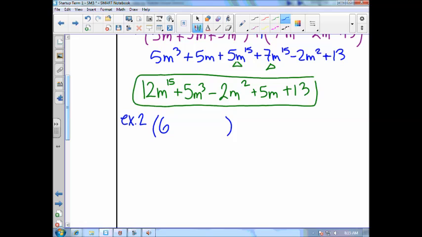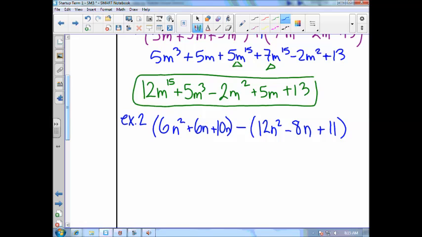N as in Nancy. Okay, 6n squared. And you can change the number too. They don't all have to be 6s. Okay, that's good, because that's a trinomial. It has 3 pieces. Minus, let's see, how about 12n squared minus 8n plus 11.